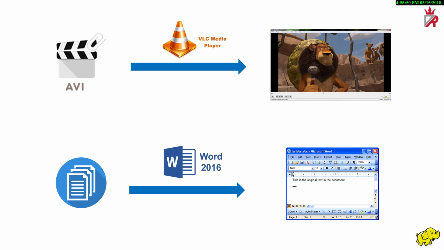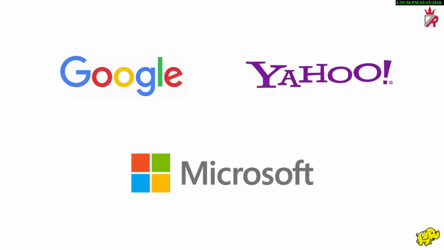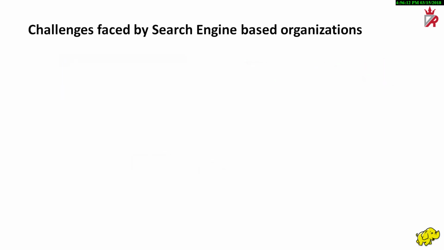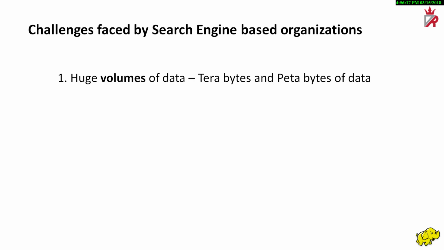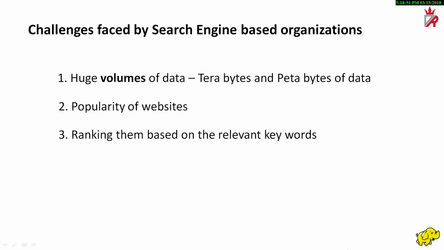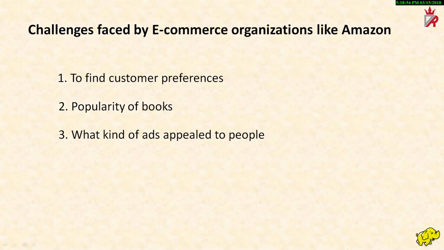This data explosion, that is exponential growth of data, first presented challenges to cutting-edge businesses such as Google, Yahoo, Microsoft, etc. Search engine-based organizations like Google and Yahoo had to go through terabytes and petabytes of data to figure out which websites were popular so as to rank them based on the relevant keywords. E-commerce organizations like Amazon wanted to find out customer preferences, like what books were in demand and what kinds of ads appealed to people.